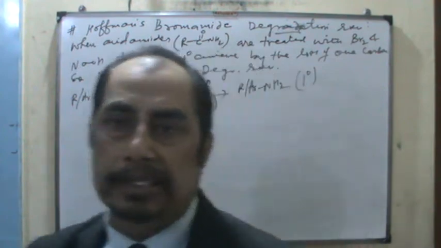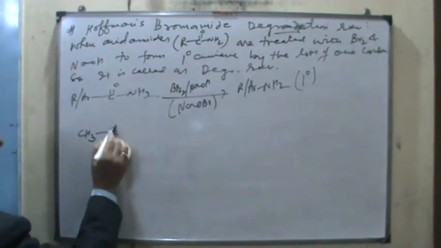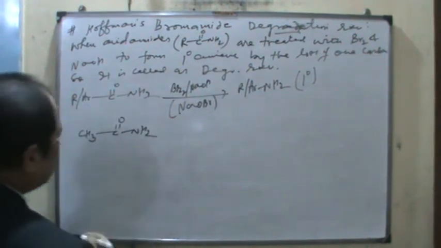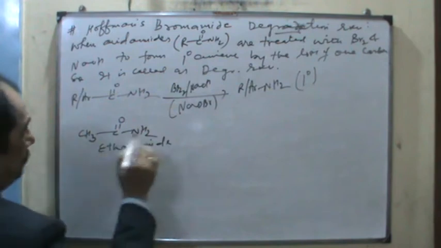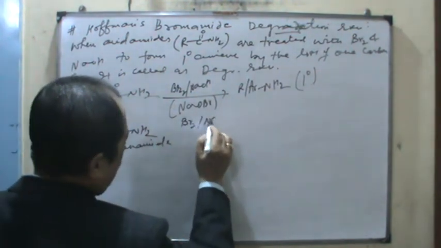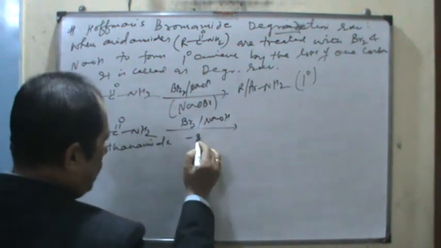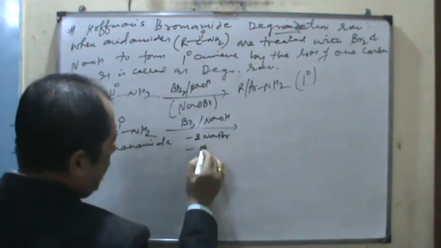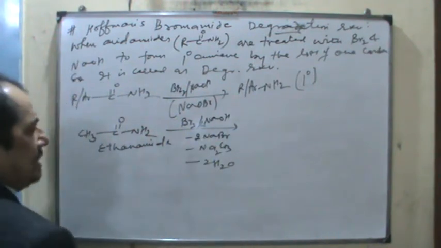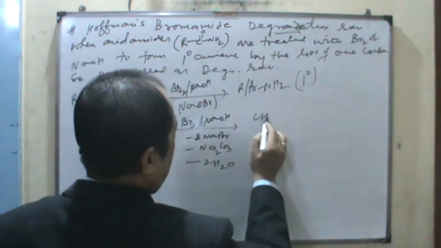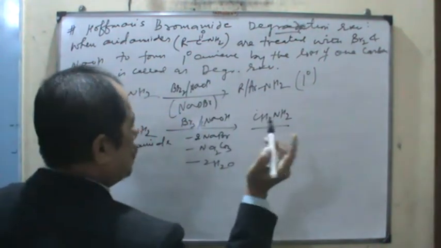We take one example here. Categorically we take aliphatic and then aromatic. CH3 C double bond O NH2, ethanamide, Br2 and NaOH, minus 2 NaBr, minus Na2CO3, 4 NaOH you take in order to balance the reaction. So CH3NH2, methylamine. Here it has 2 carbons and here it has 1 carbon.